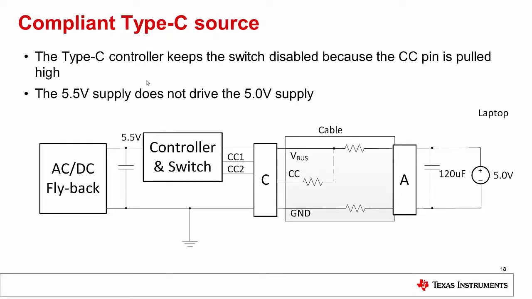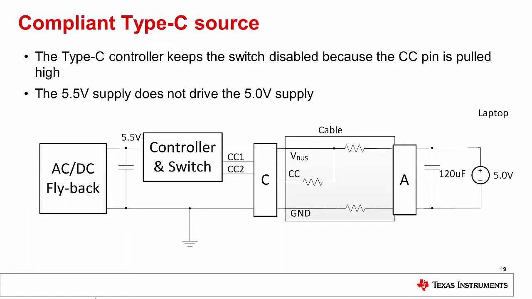But now if we look at the same situation with a compliant Type C source, you'll see that it's completely safe. Because now we have a controller and a switch, which is keeping a cold socket on the Type C end. So even though you have a Type A being plugged in, which has 5 volts, it's okay because there's no voltage on the Type C side. So there's no current that is being driven into the laptop.